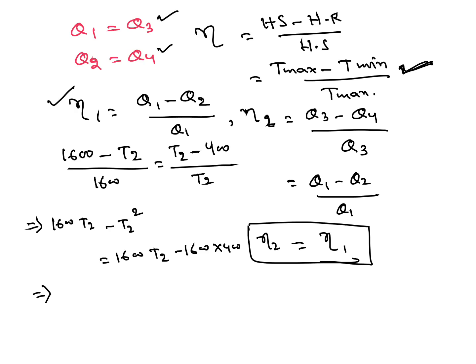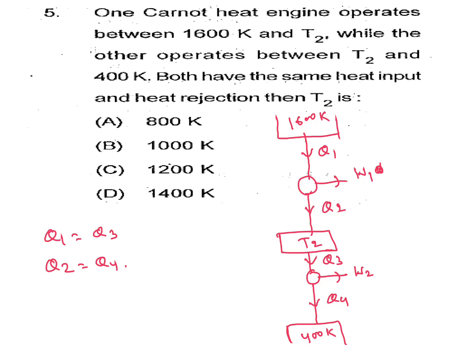Then if you solve this one, T2 we will get, 1600 is 40 square, 400 is 20 square. So we will get 800 Kelvin. So our answer is option A.